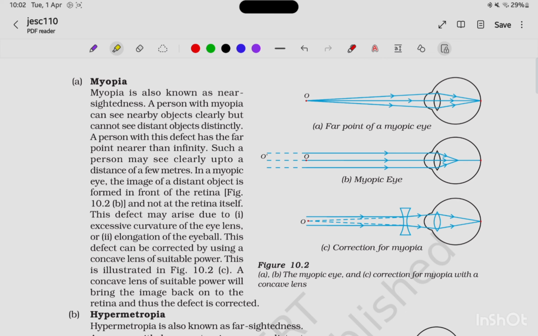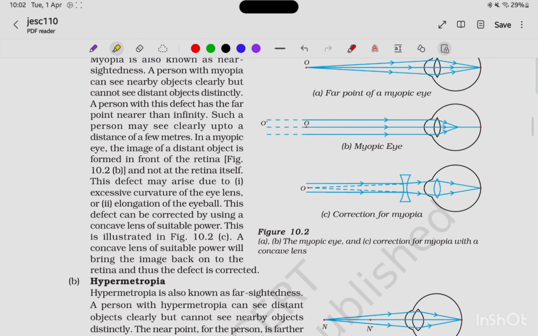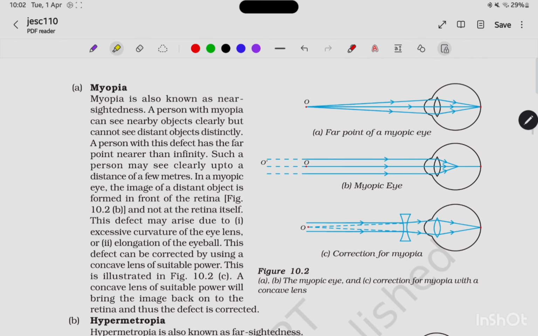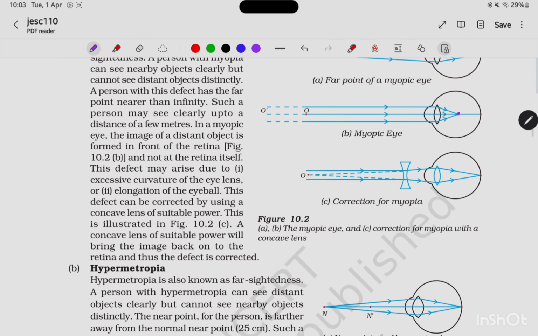In a myopic eye, the image of a distant object is formed in front of the retina, and not on the retina itself. So, if you see, this is the far point of a myopic eye, that is not infinity. But if the object is at infinity, as you can see, the rays converge here, at this point. And here's the correction for myopia. We shall read about that.